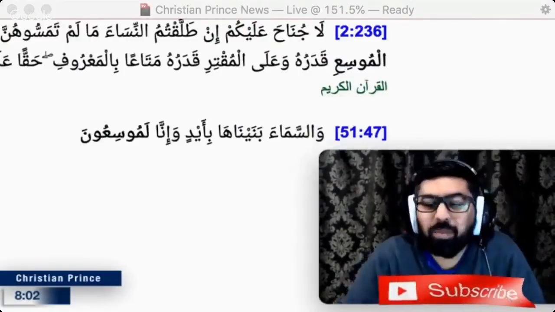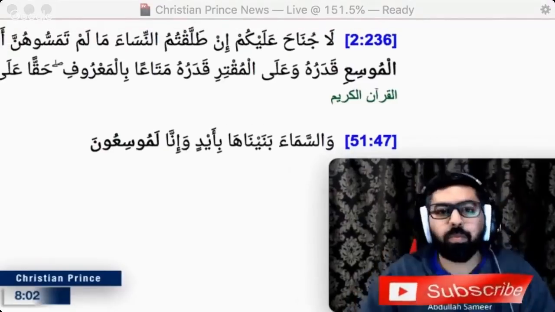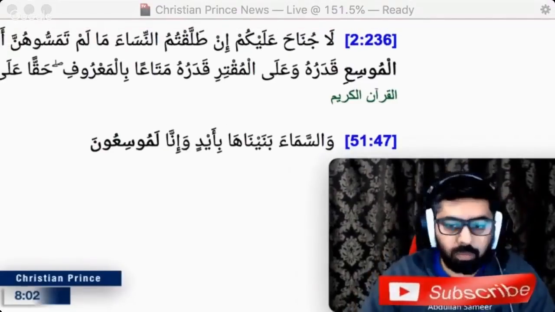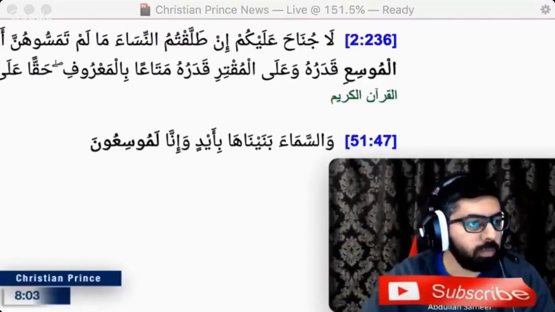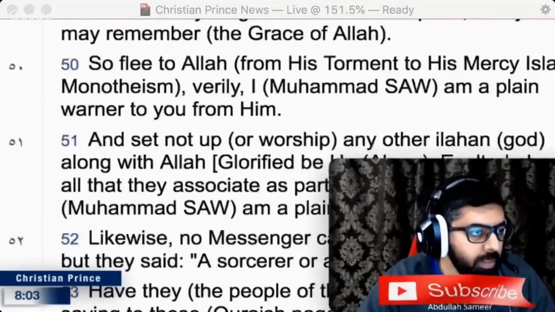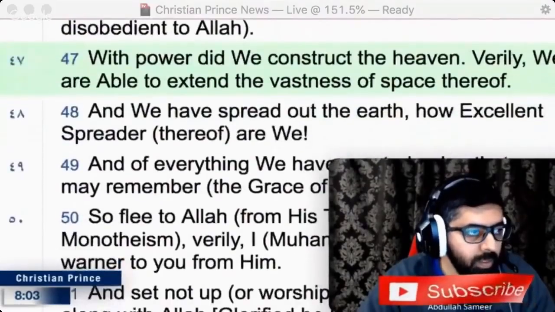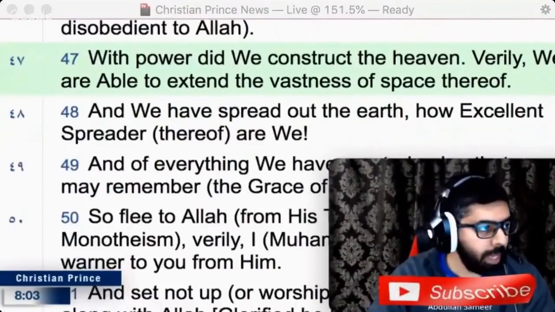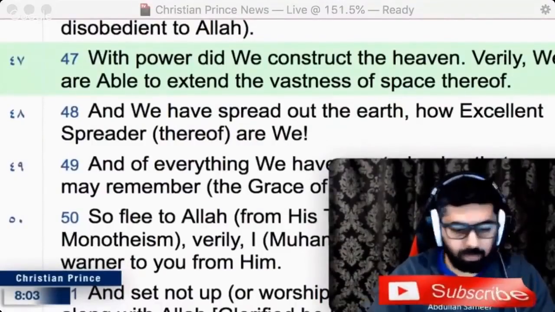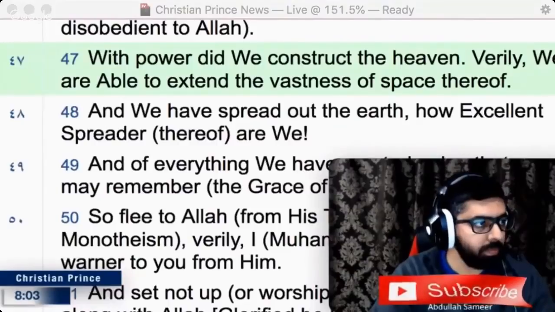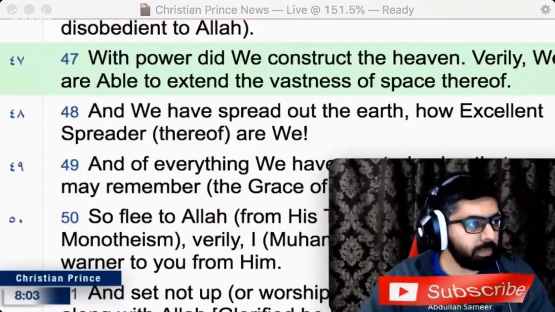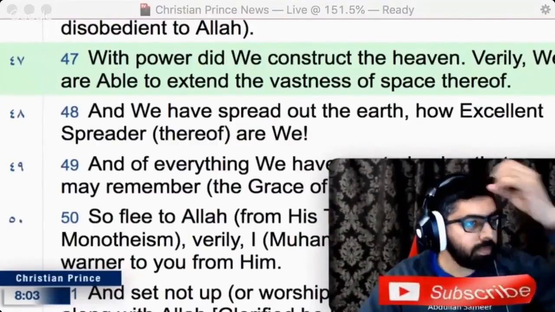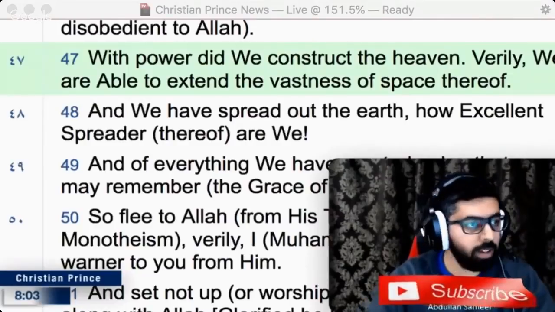And if you go to chapter 2, verse number 236, it says, "Al-muwassi'u qudrahu." There is a meaning for the word where it makes it bigger. But when you read the interpretation, you will find that this means that Allah is going to even give more. It's not about stretching.